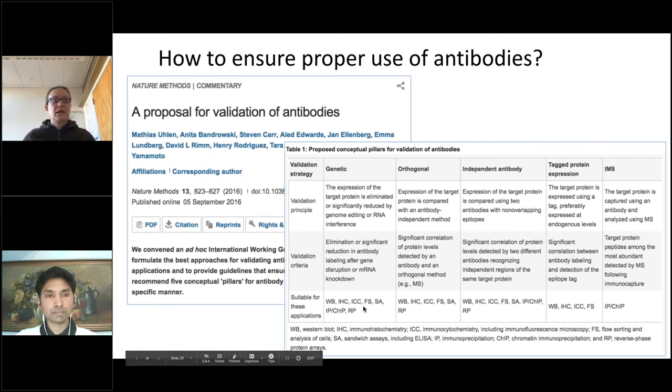I don't tell anyone to really read this paper, but this table is awesome. Because if you're looking at, for example, an immunohistochemistry experiment, how do you validate? Well, one of the ways is you get two antibodies, for example, and you do the experiment twice. And if you do that, that is one way that you can actually validate that something works.